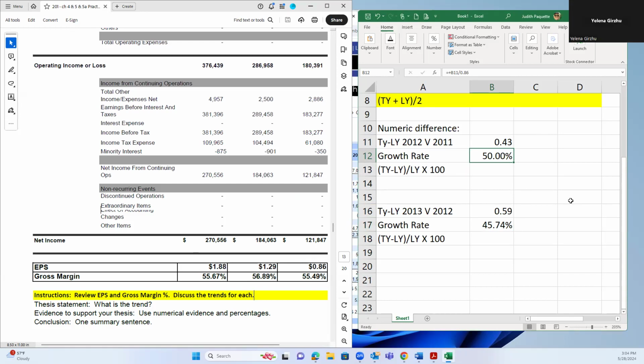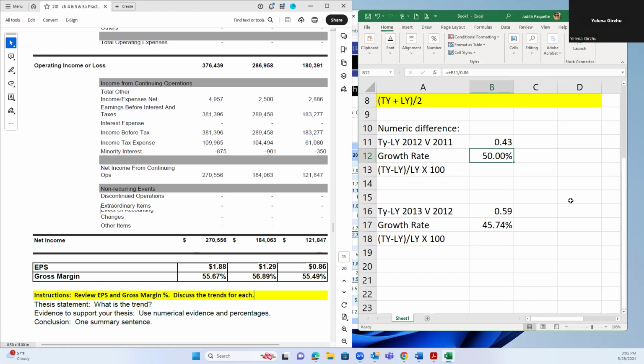That the growth from 2011 to 2012 was slightly better than the growth from 2012 to 2013. Correct. And what I want you to do, Yelena, is the way we work it is we look at the present. So we're going to say the growth in 2013 was high at 45.74%, but not as high as the growth from 2011 to 2012.